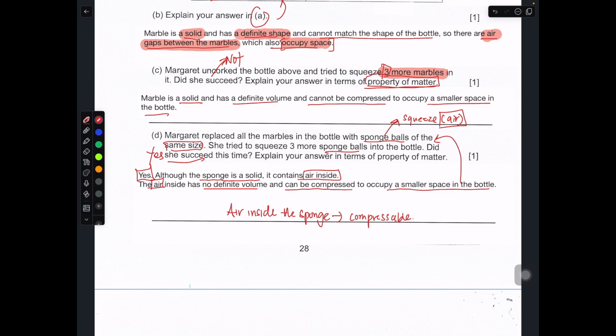Okay, so why smaller space in bottle? Because you want to try to relate, are you able to squeeze it? And if you do squeeze it, it is because the sponge ball itself is being changed to a smaller space, and that is related to it having no definite volume, and this is related to the air inside. Okay, so if I were to make this an even better answer, I would say the air inside is a gas and has no definite volume and can be compressed. Okay, these two always come hand in hand. No definite volume, can be compressed, so try to write them together.